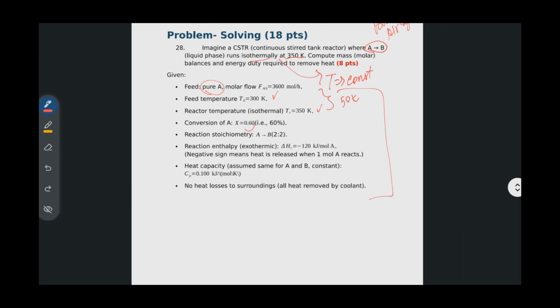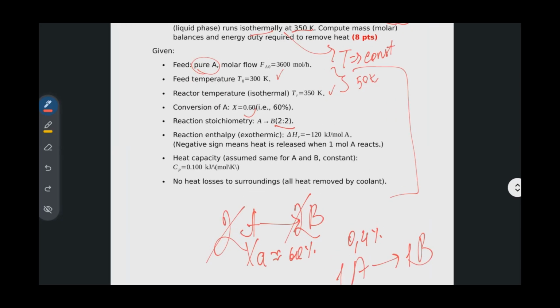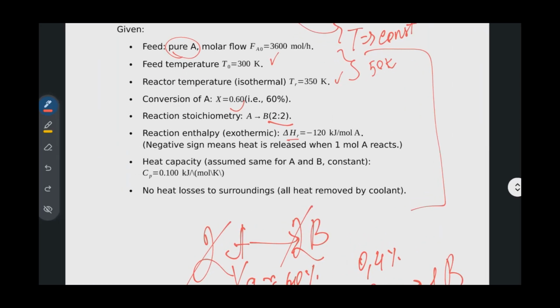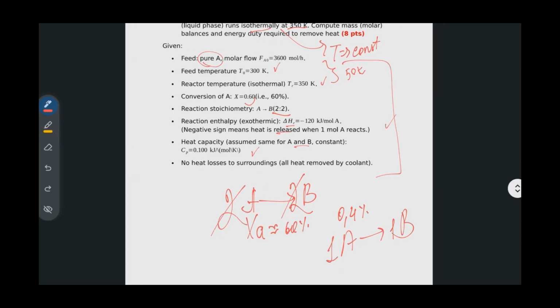As it's written, from A to B, if your XA is equal to 60%, it means only 40% is not converting. Your reaction stoichiometry is 1:1, as you know. Your reaction enthalpy is exothermic, HR is minus 120 kilojoule per mole A, and the negative sign means that heat is released. Heat capacity, assume for A and B is the same, it's 0.1. It's very simple, as you can actually imagine.